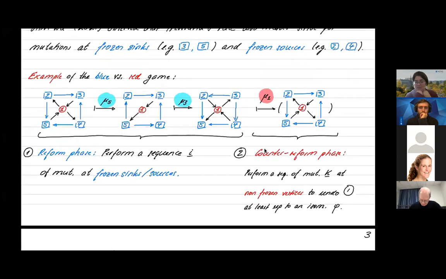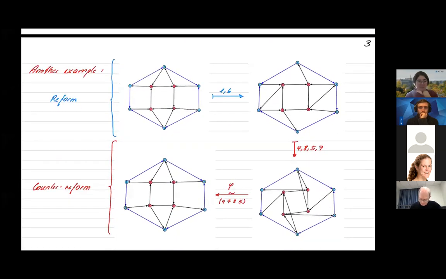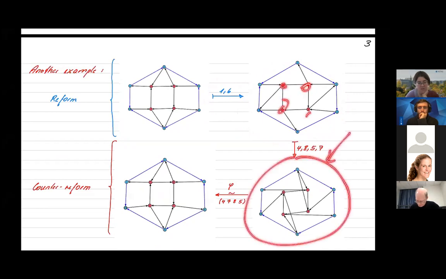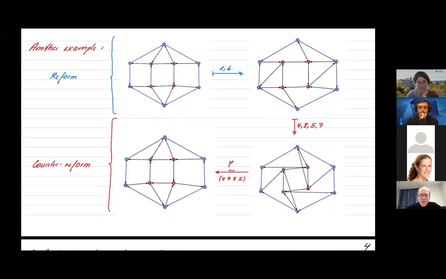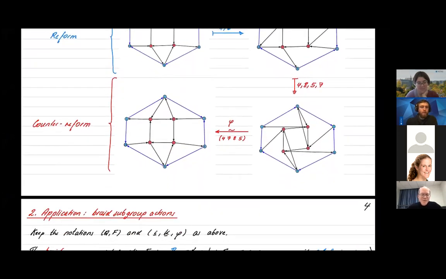Yes, so this is what happens here. We perform mutation at 1 and 6, and then we perform mutation at these 4 vertices. We get to this quiver, but not exactly the original quiver, but the original quiver up to a cyclic permutation of the non-frozen vertices. Okay, and now let me use the outcome of the game to construct a braid group action.